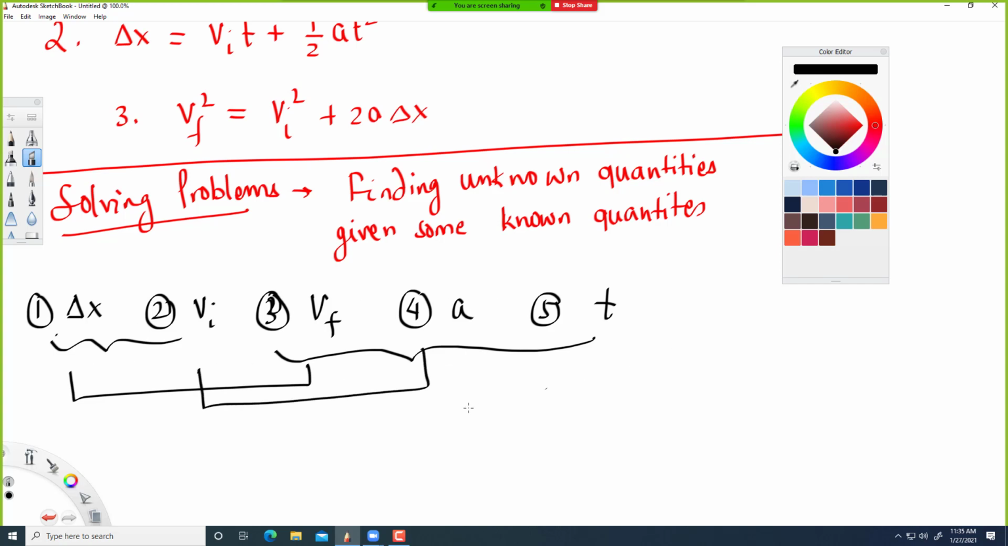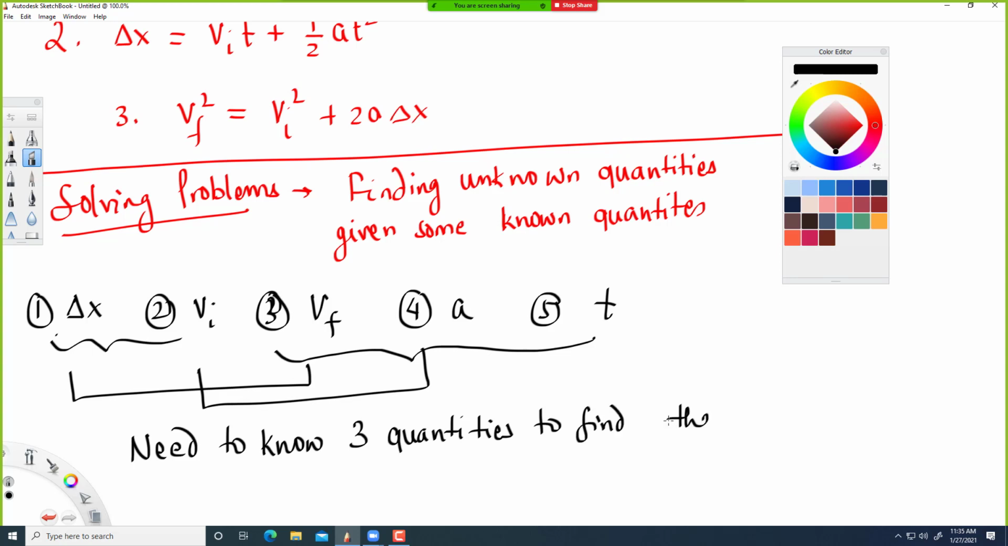So you need to know 3 quantities to find the other 2. That's always true. And we use those 3 equations to find the 2 unknown quantities.